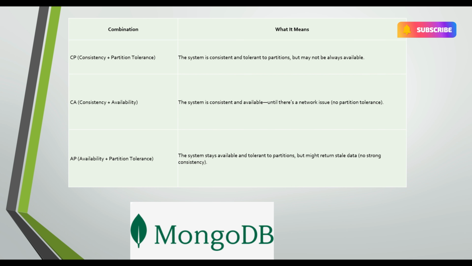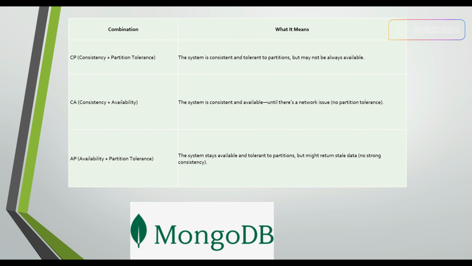Now, the very first is CP. What does it mean? Consistency and partition tolerance. Now you see there is an A missing over here. That means only two of them can be achieved. The system is consistent and tolerant to partitions, but it may not be available 100 percent of the time. So it is going to achieve consistency and partition tolerance, that's it. It cannot be available over here.